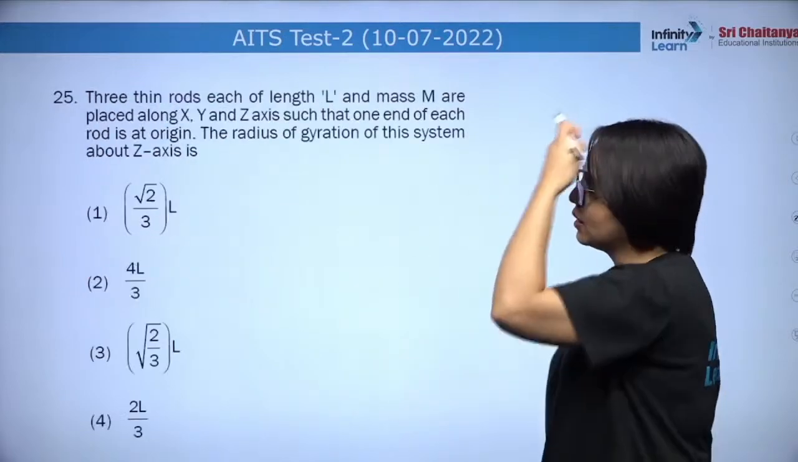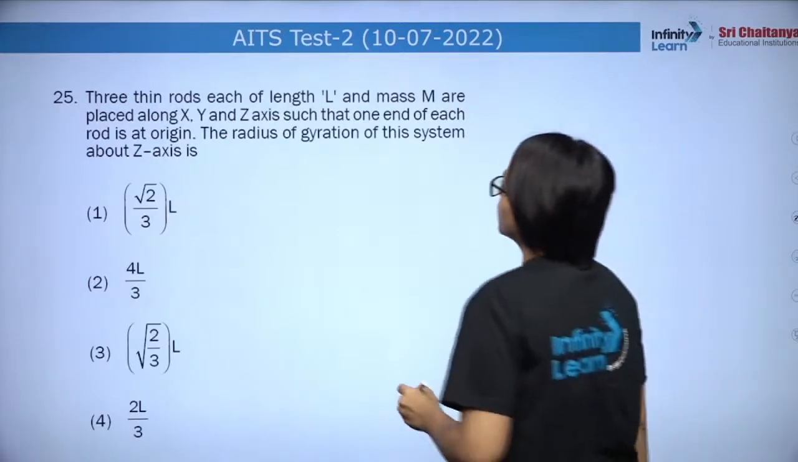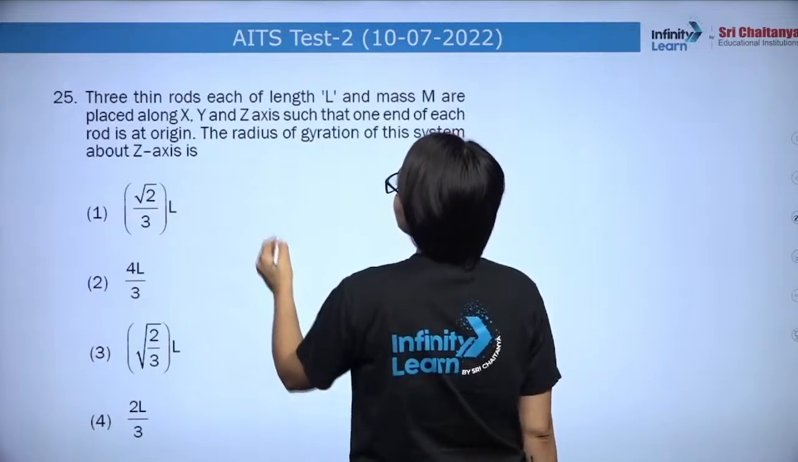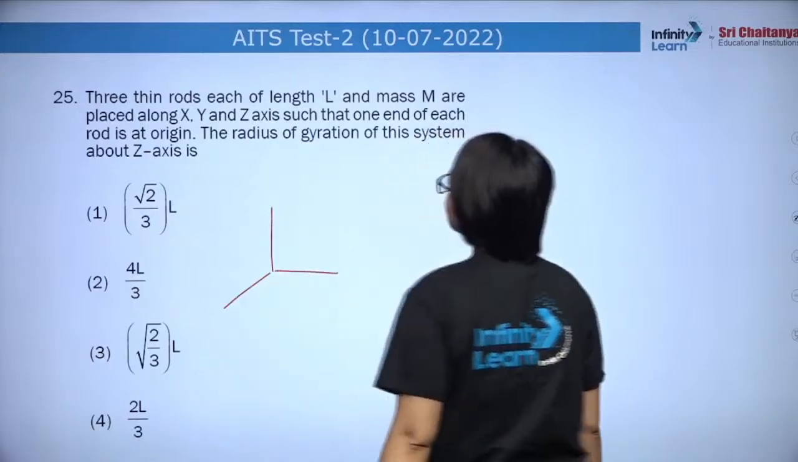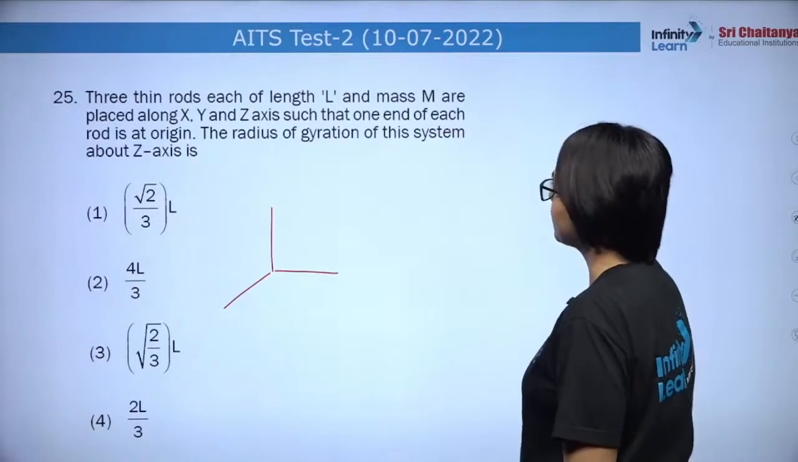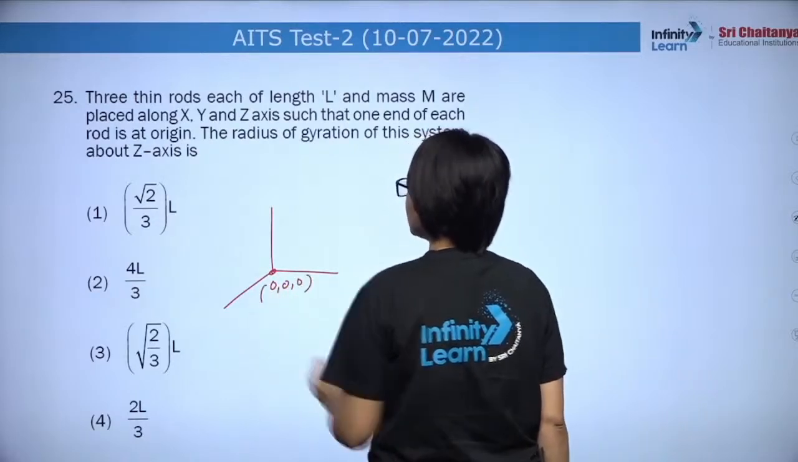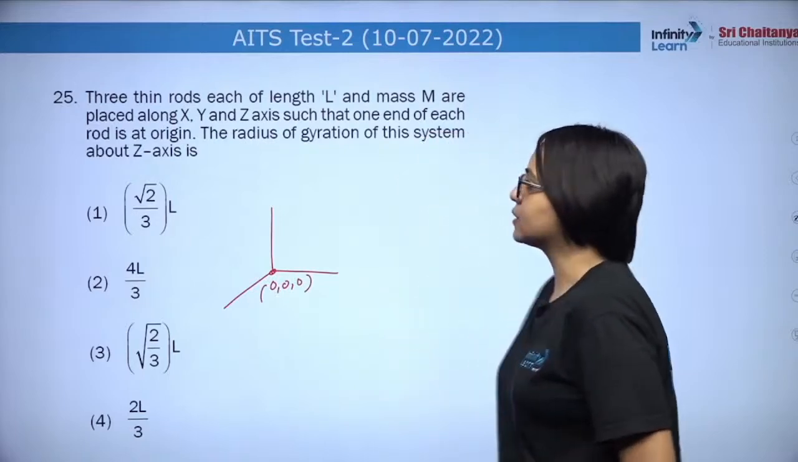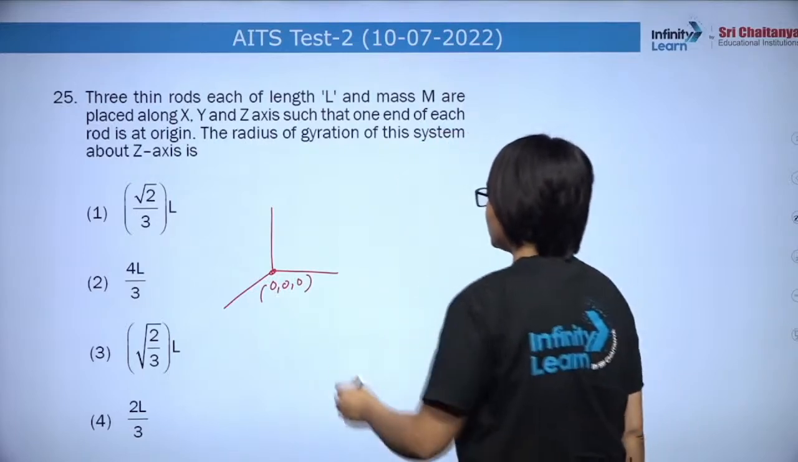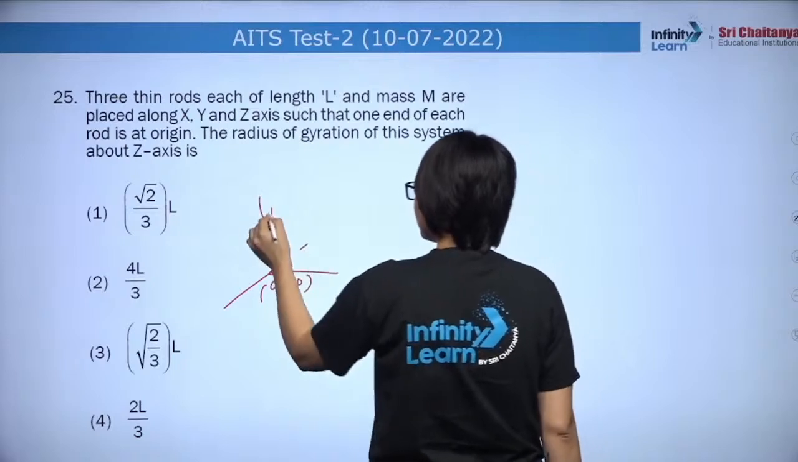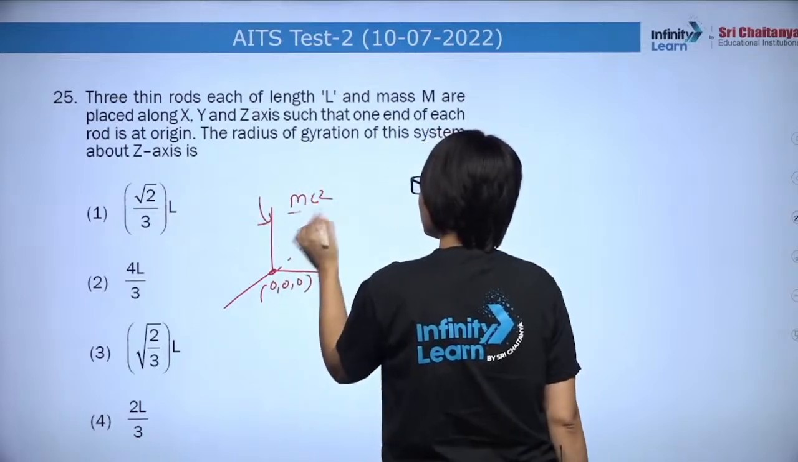Next is this one. We have 3 thin rods, each of length L and mass M placed along X, Y and Z axis such that one end of each rod is at the origin like this. The radius of gyration of the system about Z axis. About Z axis, so moment of inertia of this rod about Z axis is ML square by 3.